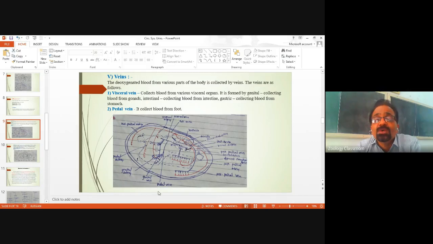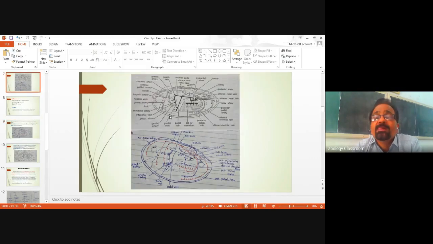It is also joined by the pedal vein. This is the pedal vein collecting blood from the foot, and finally this is the visceral vein. So in this diagram also you will find this is the pedal vein, and finally this visceral vein opens into the large vein.